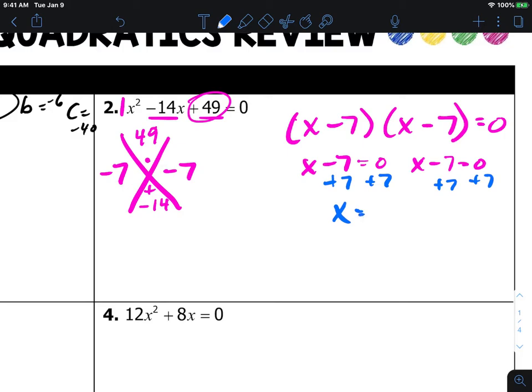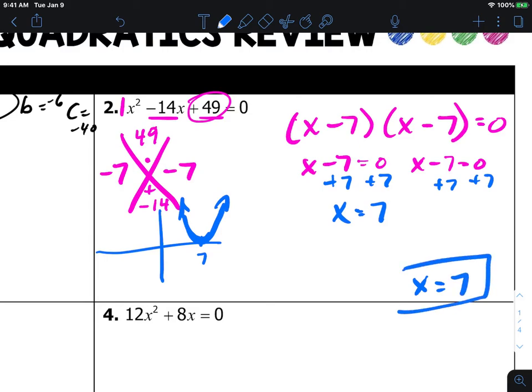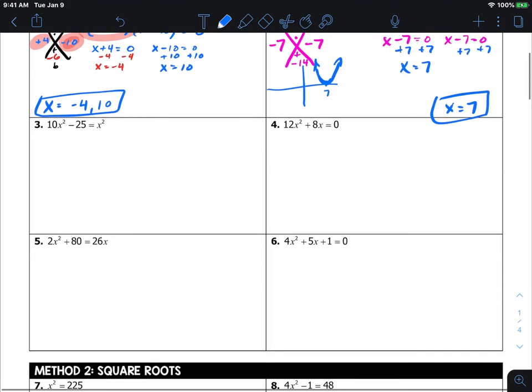In the quadratic graph, the parabola basically means that right here at 7, this parabola would literally be touching only the x-axis right there at the coordinate (7, 0). All right, and so my answer is x equals 7. I don't need to write it twice, right? But I do know it repeats. All right, we got a hang of this one.